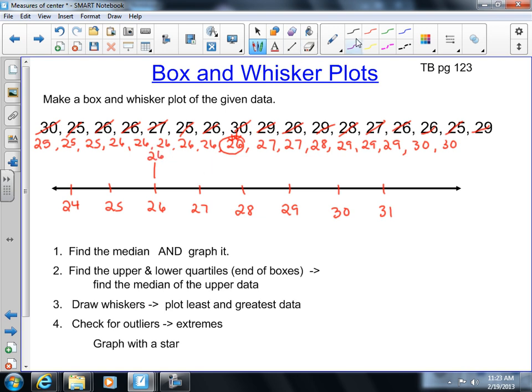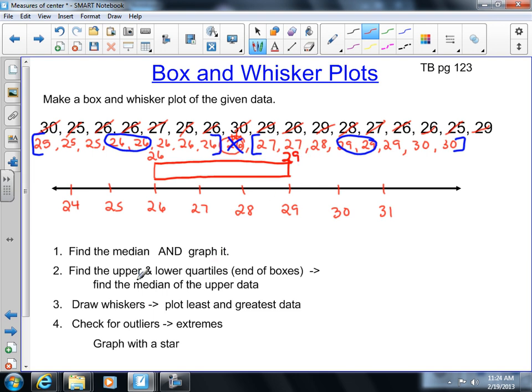Okay, then I find my lower quartile. So I'm going to take my lower data half. Now I'm not going to include the 26. I've used it. I'm done with it. I don't use it again. My middle number here would be between the 26 and 26, which is 26. So it's the same as my median. What about your upper quartile? It's going to be between 29 and 29, which is 29. Okay, and then connect those to make your box.